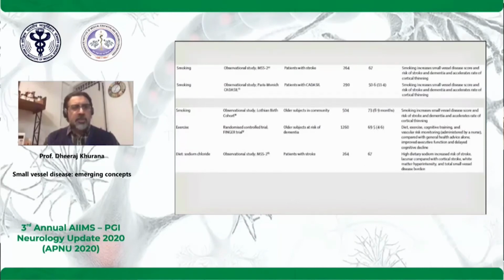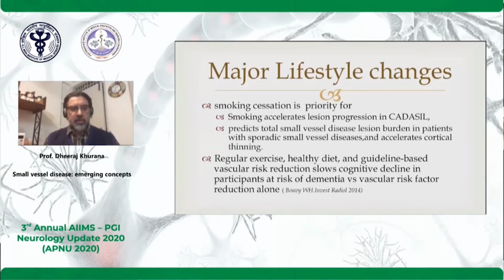I forgot to mention the lifestyle changes which also need to be carried out. Apart from hypertension, smoking has been associated with a big burden and it's been closely associated with worsening of small vessel disease. It predicts small vessel lesion burden in patients with sporadic disease. So very strongly, smoking cessation should be attempted in patients with small vessel disease. It's not just a factor for atherosclerosis, but small vessel disease too.